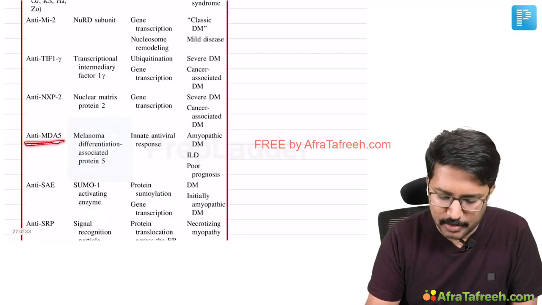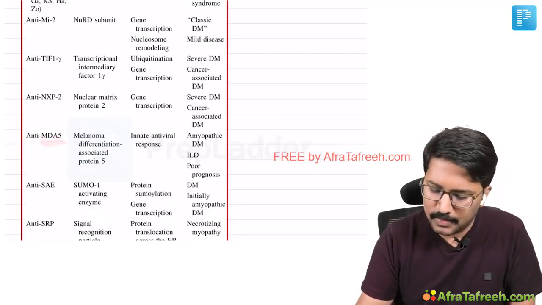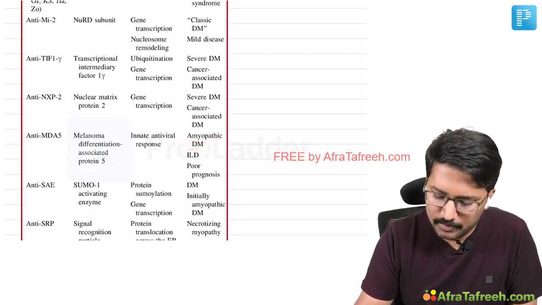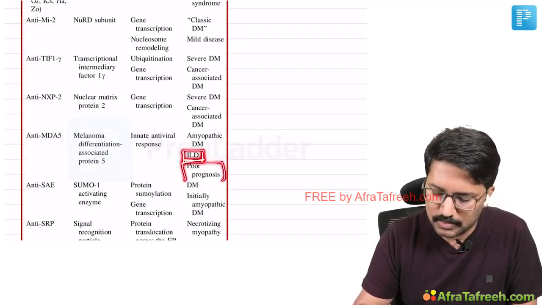Coming to the next, anti-melanoma differentiation-associated antibody, or anti-MDA5. It can correlate with amyopathic DM or interstitial lung disease. This is particularly something that I want you to remember, and it is associated with poor prognosis.